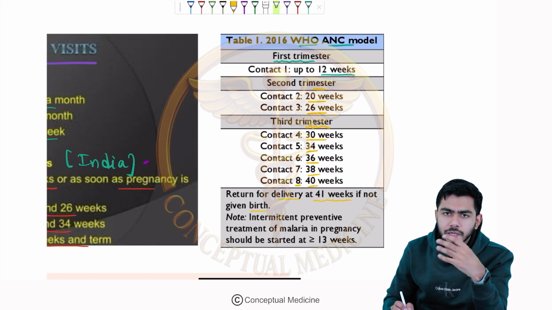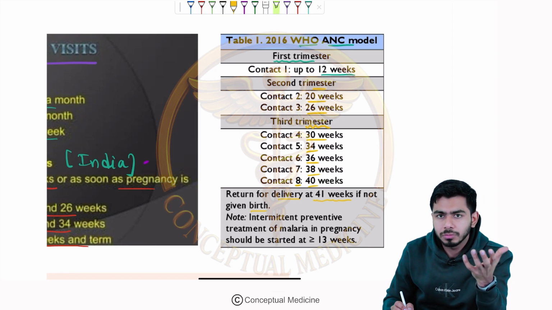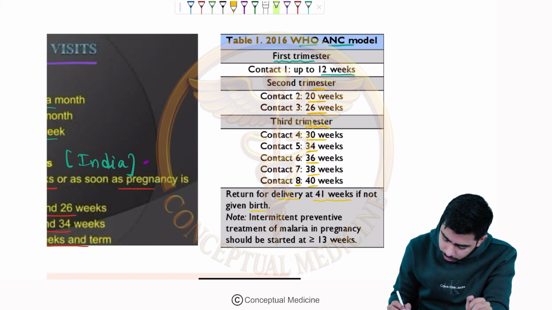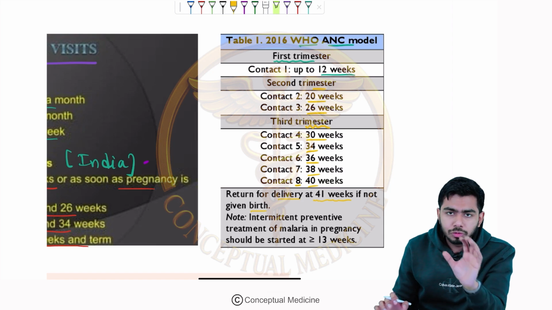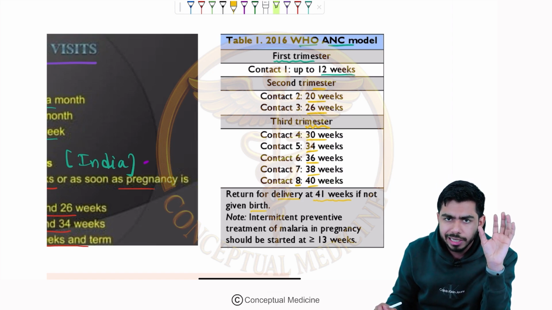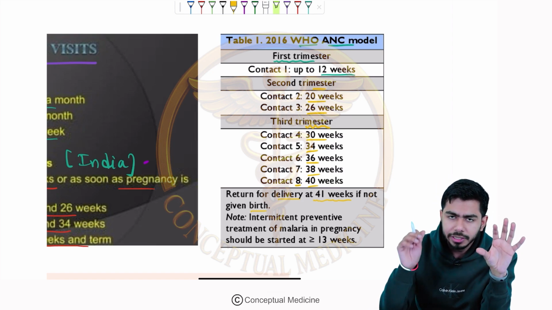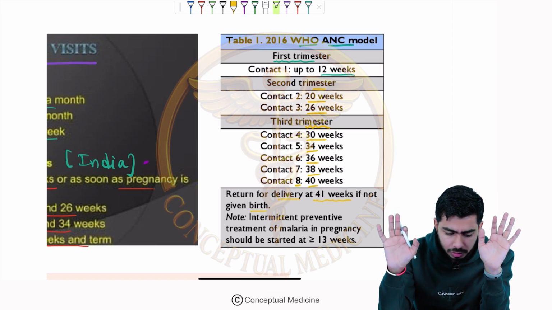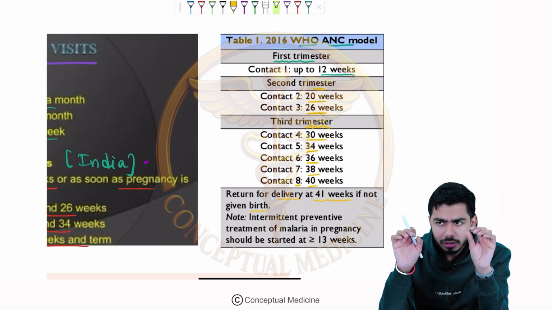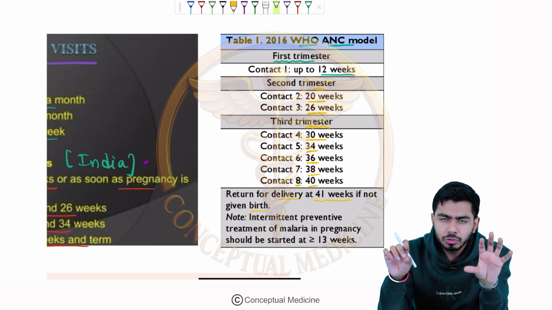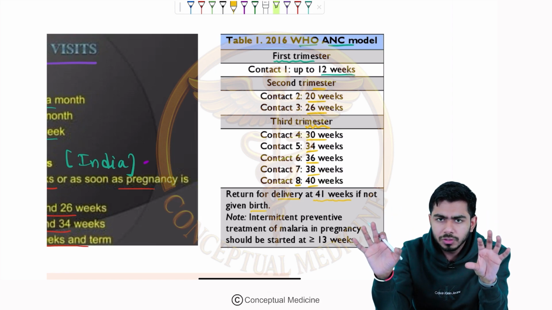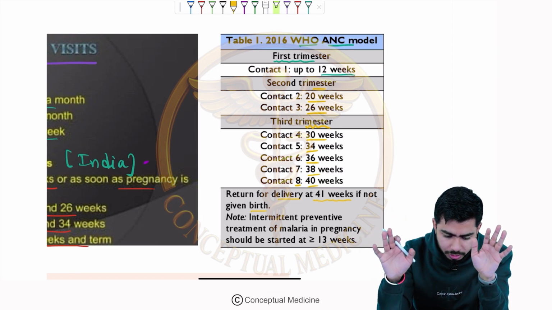After 42 weeks, we say that this is the post-term baby. We'll talk about that as well. Okay, guys, so that is about the WHO model. I compared the ANC visits as far as India is concerned and as far as WHO is concerned. Once again, guys, Government of India, minimum 4 visits. According to WHO, minimum 8 visits. So please do remember that.